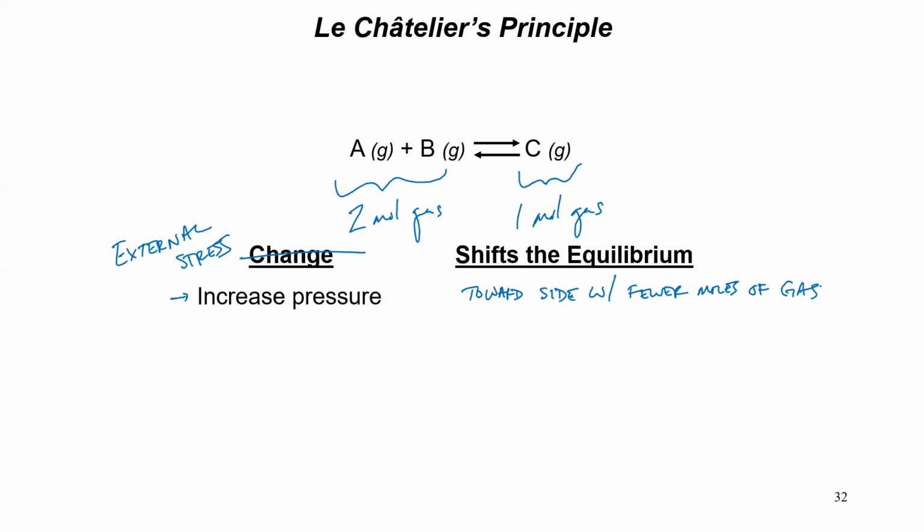And so in this particular example, it's the right, since it only has 1 mole, but each reaction is going to be different on which side has more moles of gas. And so we're going to write this not in terms of reactants and products, but more moles of gas, fewer moles of gas. If we decrease the pressure, that's exactly the opposite, right? Decreasing pressure, the system is going to try to bring the pressure back up. It does that by shifting to the side with more moles of gas.